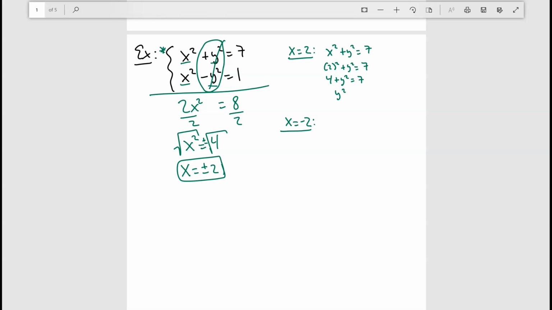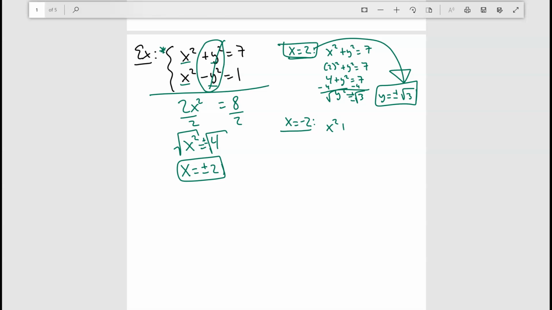So y squared, I'm going to move the 4 over by minusing the 4, and I'm going to get a 3. Take the square root to both sides and add plus or minus. Y equals plus or minus square root of 3. Okay, so when x was equal to 2, this ended up having two solutions. Now let's plug in x equals negative 2.